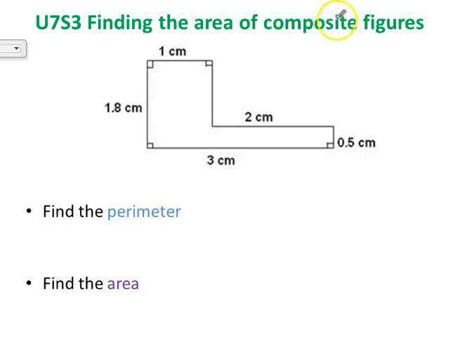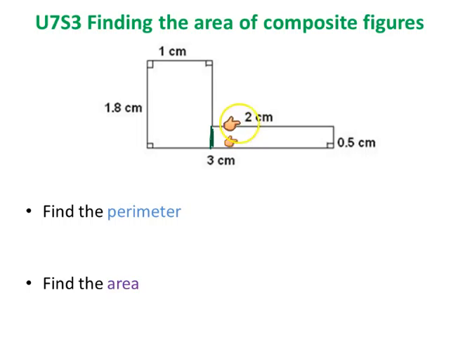Okay. Composite figures. So here's an example of a composite figure. We've got 2 or more shapes creating a new shape. So if I were to make a line down here, I could see that I've separated this shape into 2 rectangles, which will help us when we go to find the area.